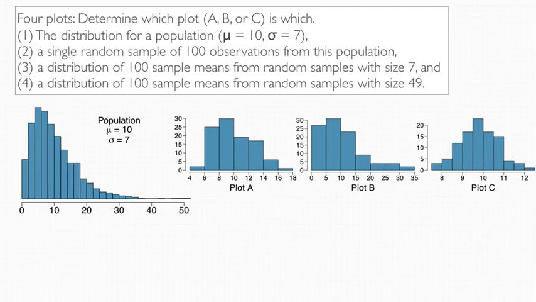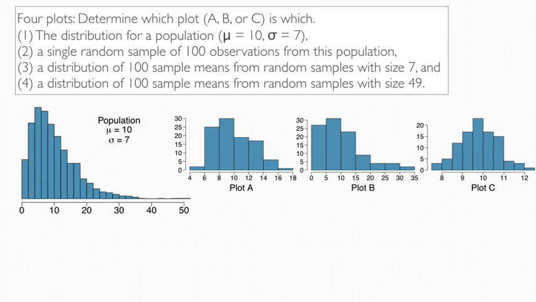One of plots A, B, or C is a single random sample of 100 observations from this population. Another one is a distribution of 100 sample means from random samples with size 7, so n equals 7. And another one is a distribution of 100 sample means from random samples with size 49. To answer this question, we need to use what we know about sampling distributions based on the central limit theorem, especially the interplay between the shape and the sample size.